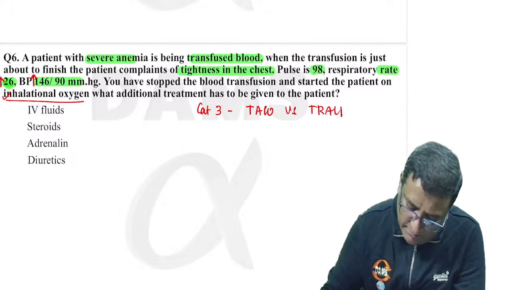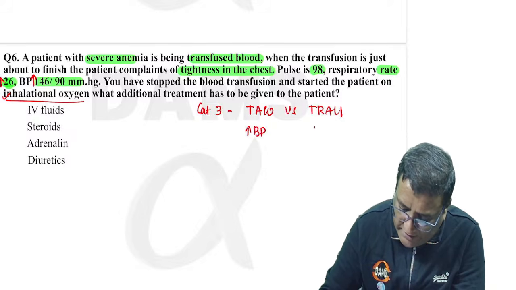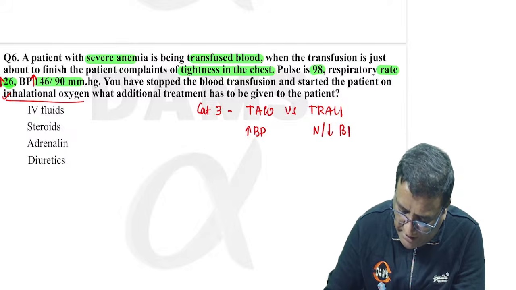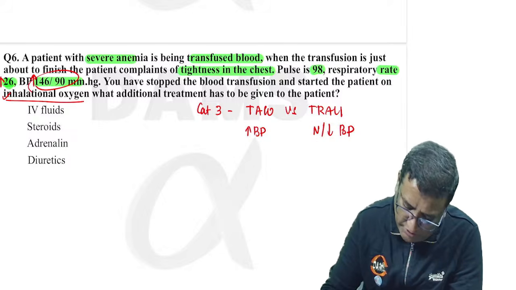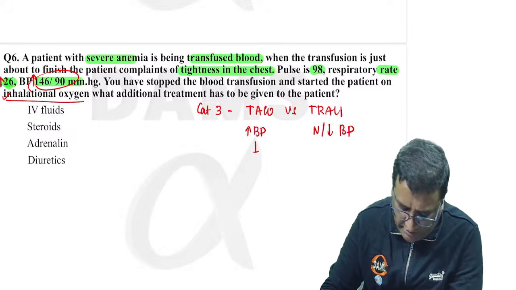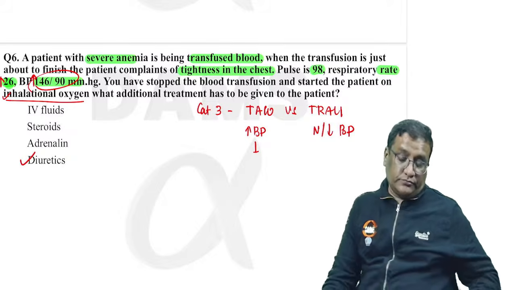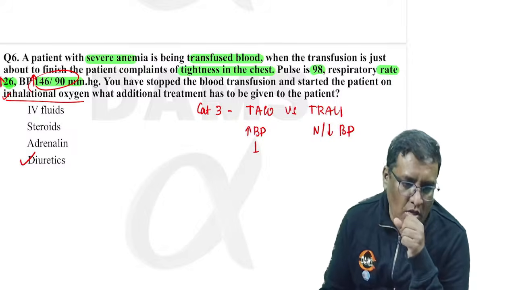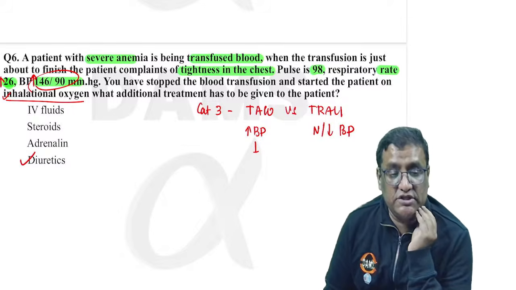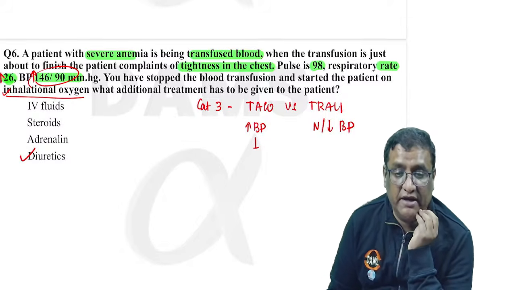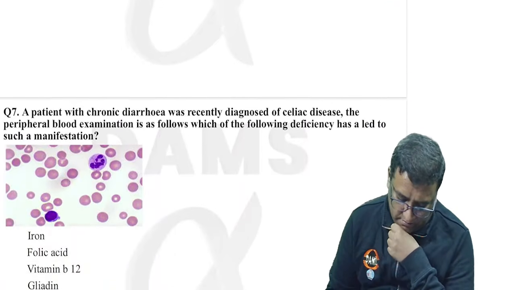TACO versus TRALI: BP is the most important. Increased BP will be TACO. In TRALI, BP will be either normal or decreased, right? So the answer to this question: BP is high, so TACO is there. Further treatment for TACO will be diuretics. For TRALI we would have given steroids and fluids, but for TACO we will be giving diuretics here. Next question.